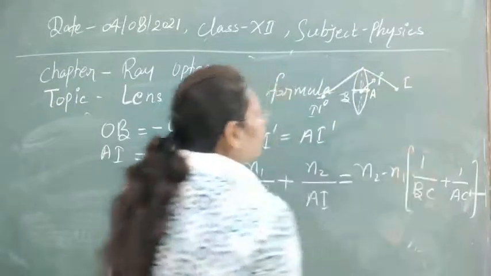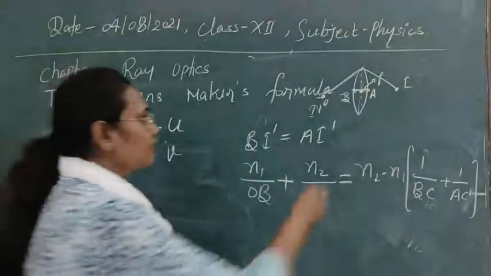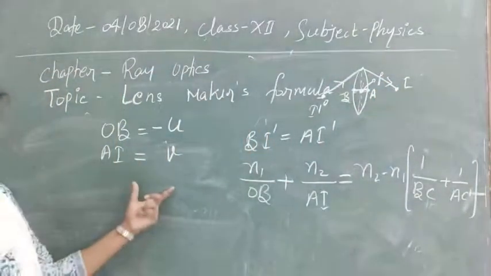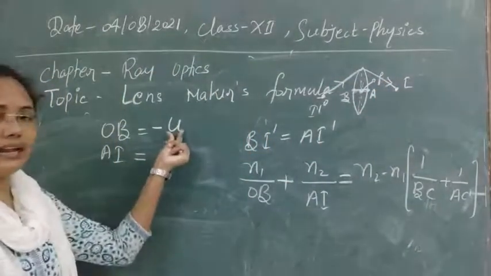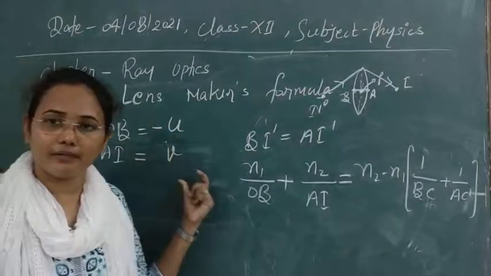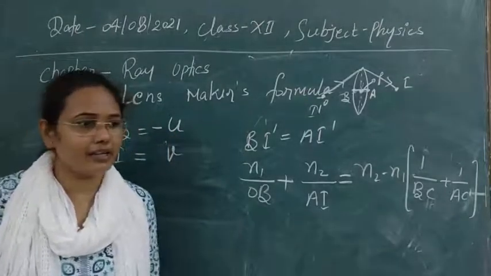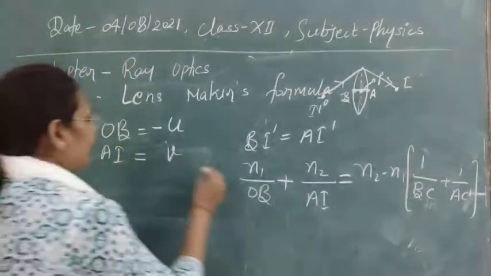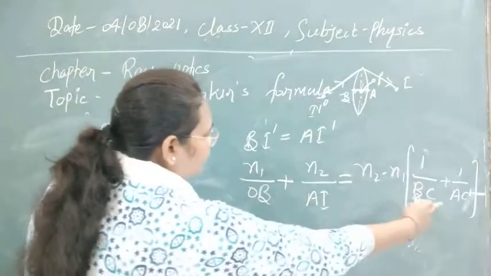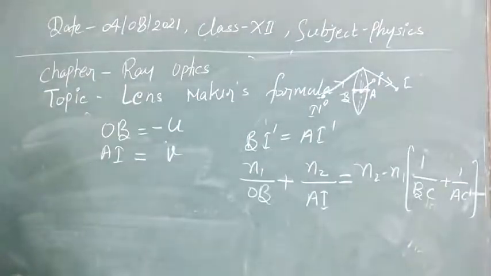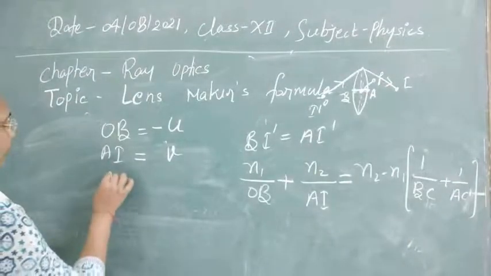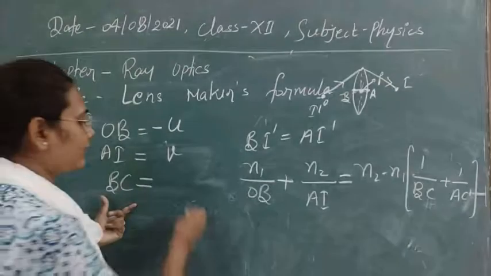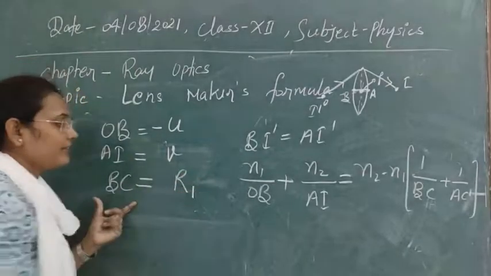So this is our figure for the refraction. For this we can use the sign convention, as all the right side values will be taken as positive, left side will be taken as negative according to the quadrant rule that we are using here. Next, OB and AI we have written now. Then BC and AC dash, these two values. BC is the radius of curvature of the first refracting surface that I have written as R1.